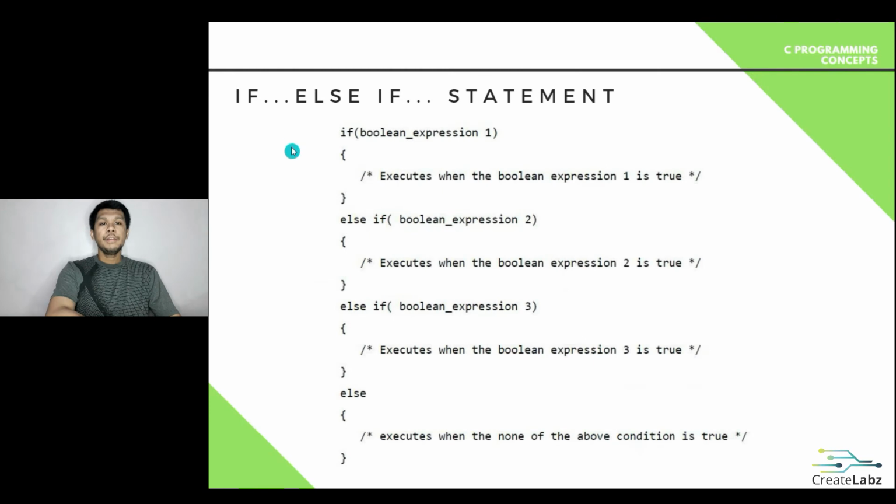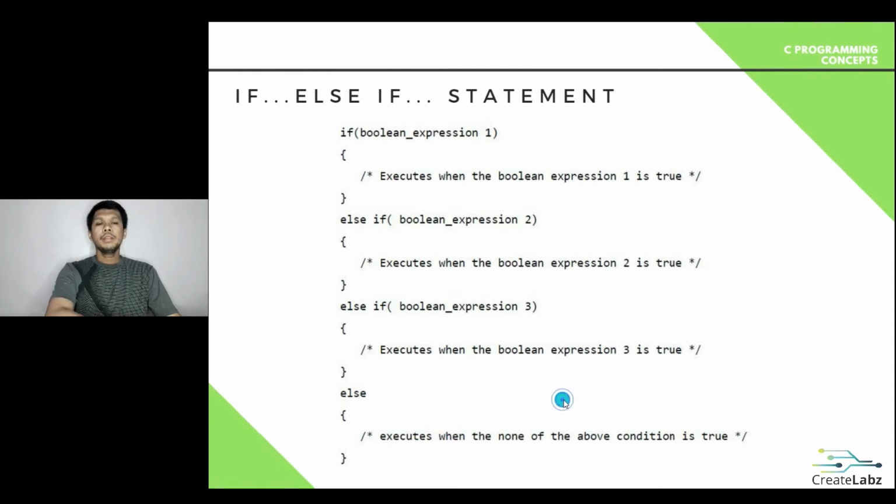Next, if-else if. If you have multiple conditions, you can use if-else if. This is how it's written. If Boolean expression 1 is true, then do this. Else if another expression here, if this is true, do this. Else if you have a third expression here, if this is true, do this. Else, if all above statements are false, then do the else code here.